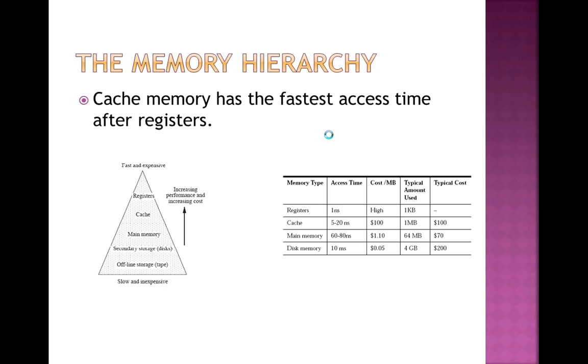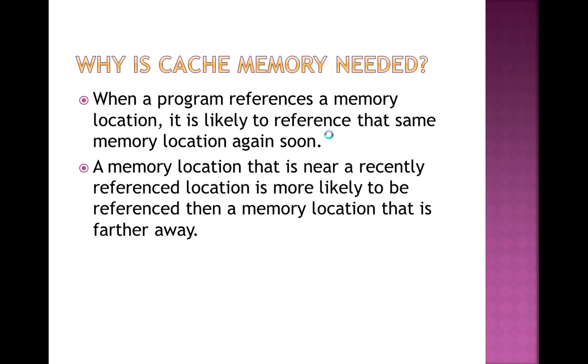This is the memory hierarchy. We have discussed that cache memory has the fastest access time after the registers. This hierarchy shows first of all the registers, then cache, then main memory, then secondary storage and offline storage, that is a disk or tape. So cache memory has the fastest access time after the registers.